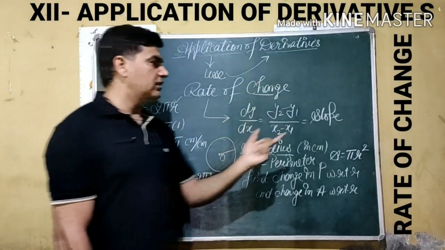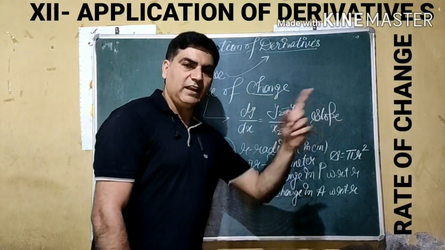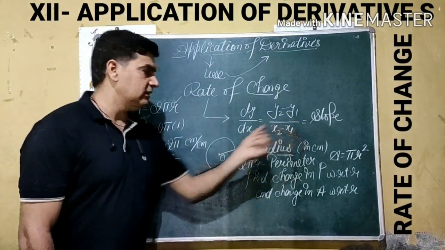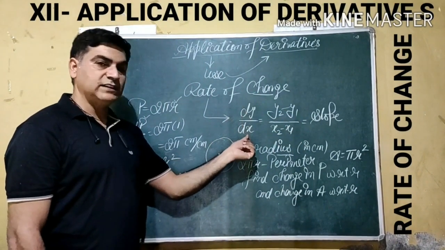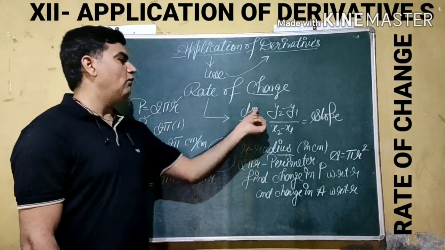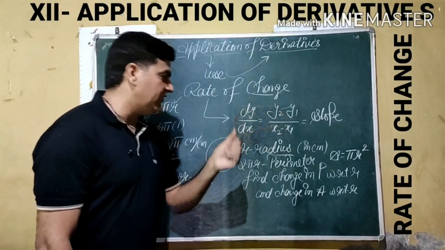As we have done the topic slope of a line in 11th class, it is given by change in y with respect to change in x. So it is given by dy by dx. Here dy by dx indicates the change with respect to x of quantity y. Here we are taking one example.